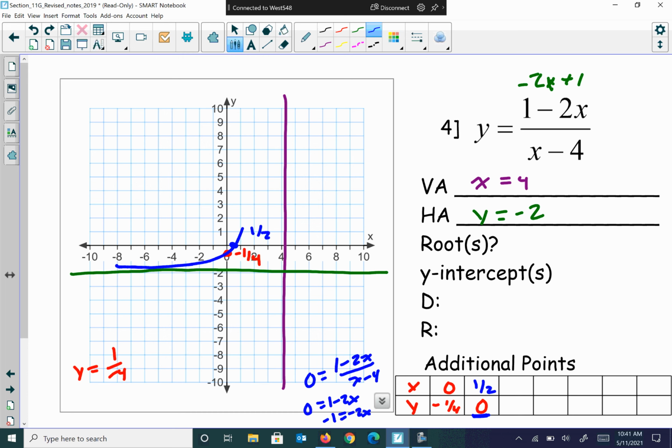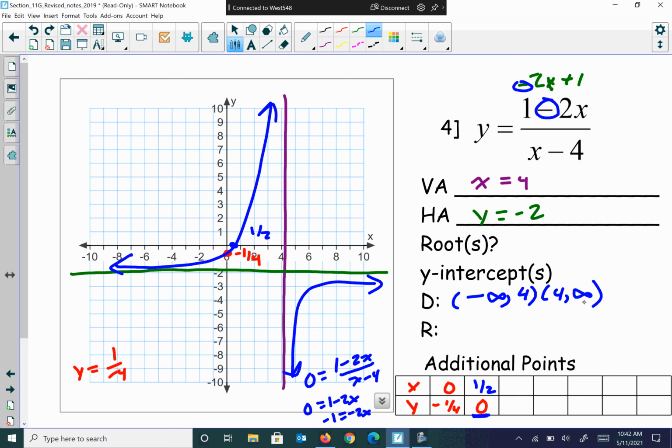So why did this one jump to the opposite regions? Yeah, this here made it jump. Okay, we had that negative in front. That made it flip-flop. So my domain, anyone want to take a shot at it? It's still going to be the same idea. Negative infinity to 4, 4 to infinity. Range, negative infinity, what's the green line? Yeehaw, negative infinity to -2, -2 to infinity.